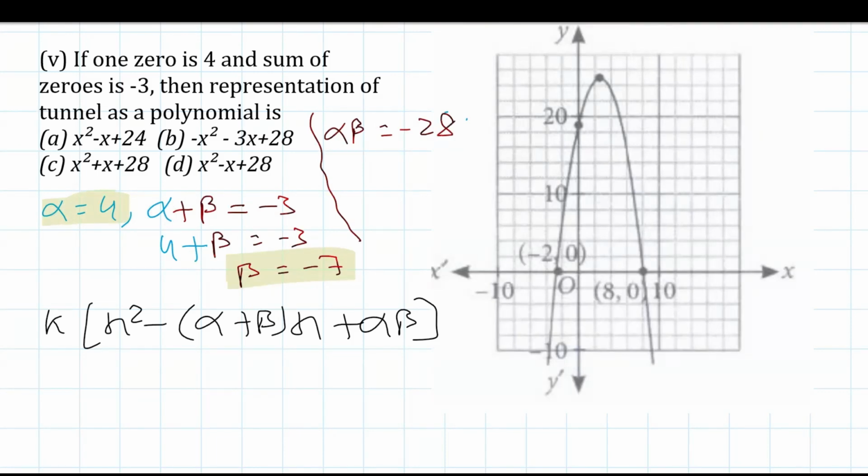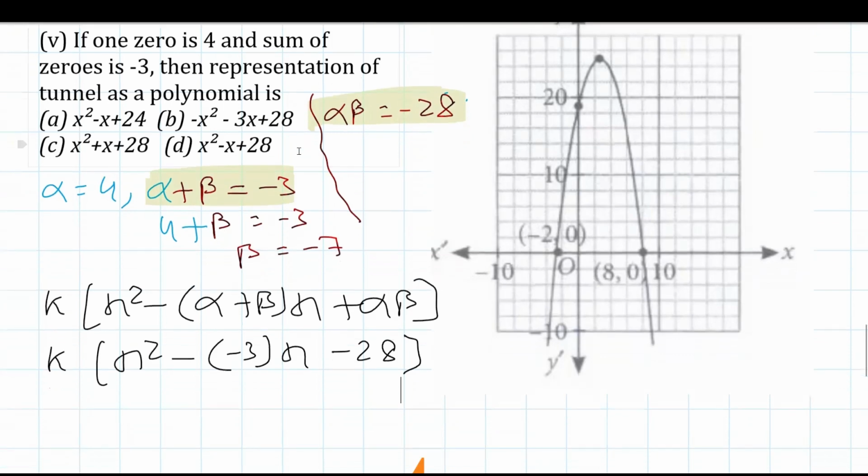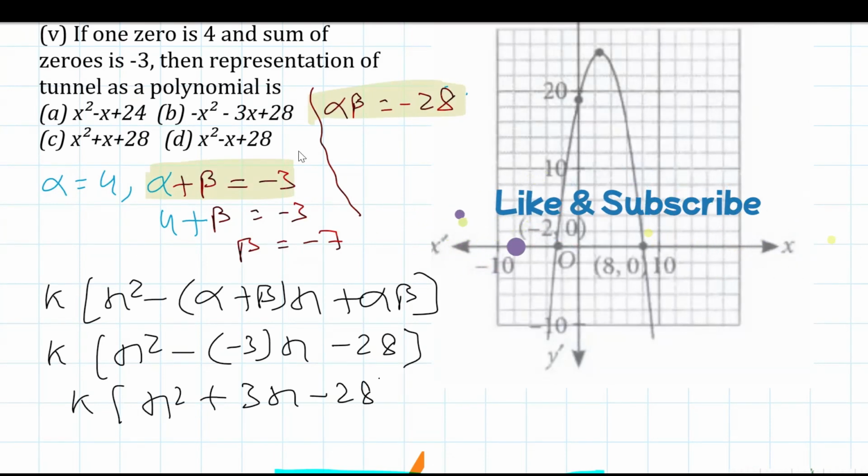Now here onwards we have the sum as well as the product of the zeros. So this is k times x square minus the sum of the zeros, which is minus 3. So this is negative 3 times x plus the product, negative 28. So I'll be writing minus 28. Now if I open this bracket, what we finally get is k bracket x square plus 3x minus 28.